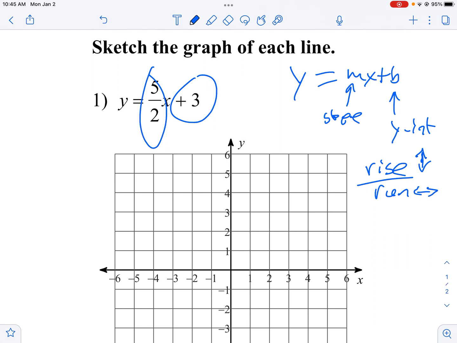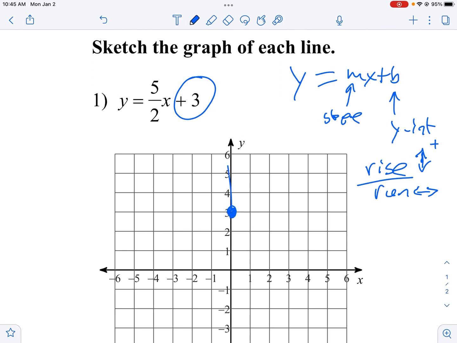And so here I got this line here. It has a y-intercept of 3. So I'm going to go to my y-axis, that's the up and down one, and put a dot on 3. And then I'm going to use my slope of 5/2. A positive slope means you're going to go up and to the right. So we're going to go up 5 and right 2.